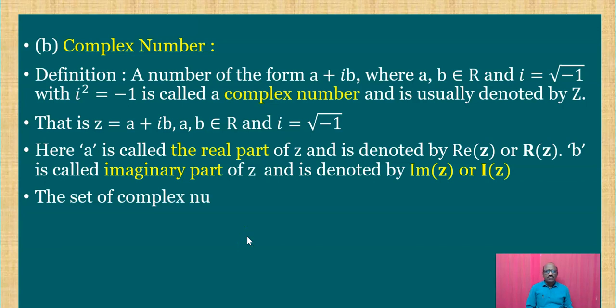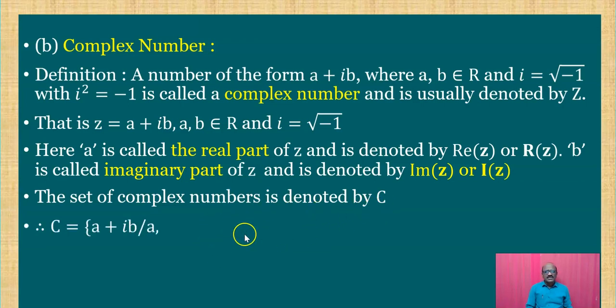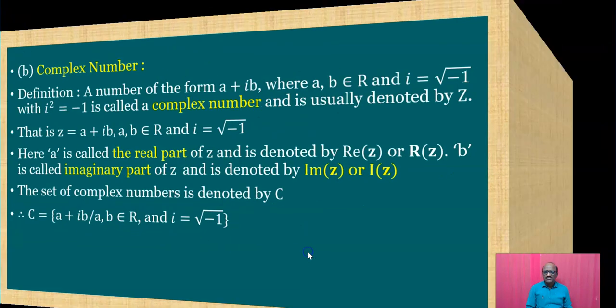The set of complex numbers is denoted by capital C, just like the set of real numbers is denoted by capital R and the set of whole numbers is denoted by W. In this way, the set of complex numbers is denoted by capital C. That is, C is equal to a plus ib, such that a, b belong to the set of real numbers and i is equal to root of minus 1.